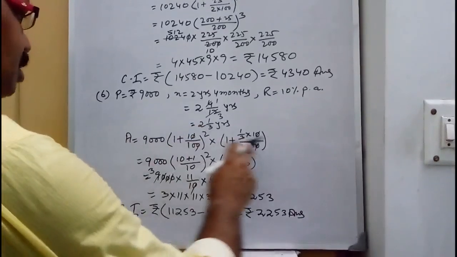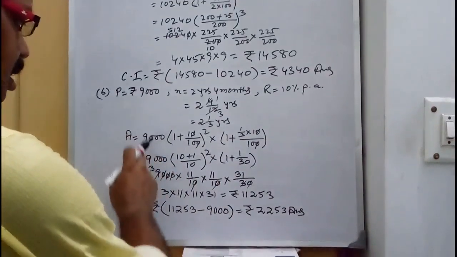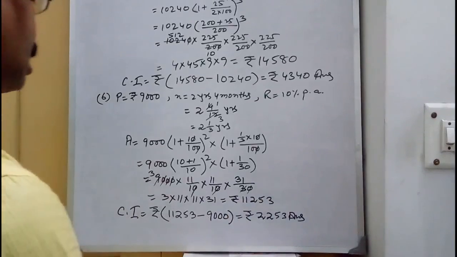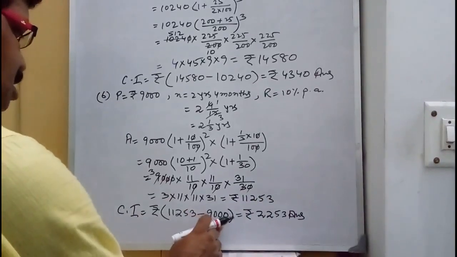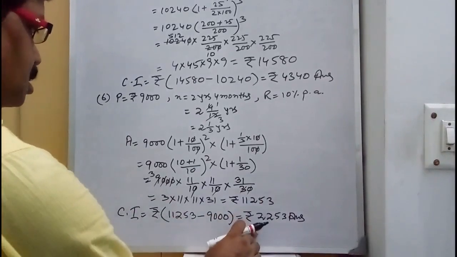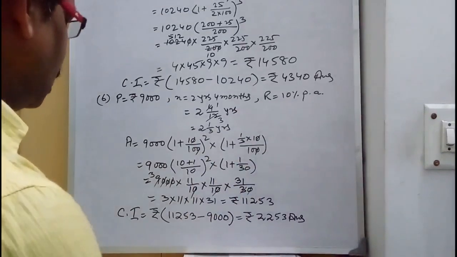By using that formula, number 3, calculate the amount, then subtract principal from that amount, which gives compound interest. Because in this question you have to find compound interest.